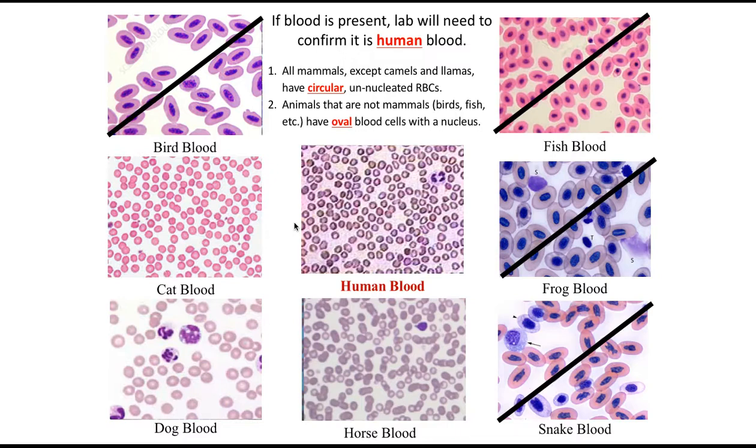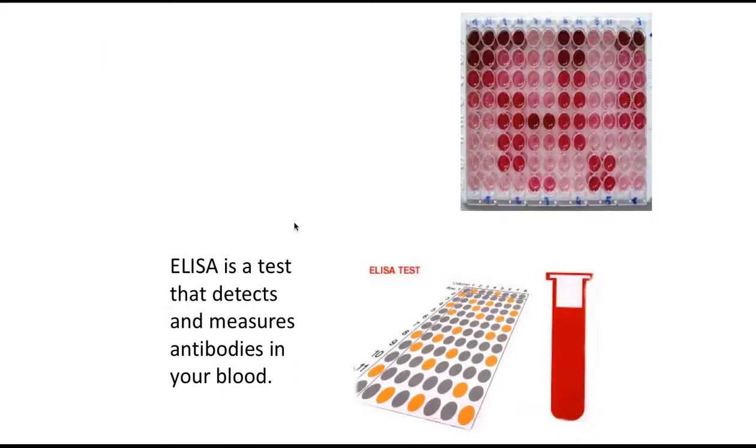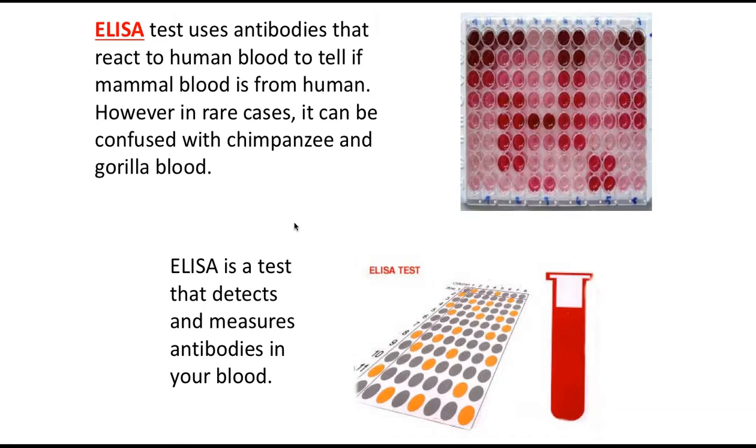So there's one other test we can run in order to ensure this. And it's the ELISA test. So this test detects and measures antibodies in your blood, right? Those things that are swimming around and trying to latch on to antigens. Now, it reacts to human blood to tell if mammal blood is specifically from a human. So this is a much more specific test that is unique to human blood that can tell you whether or not blood came from a human.